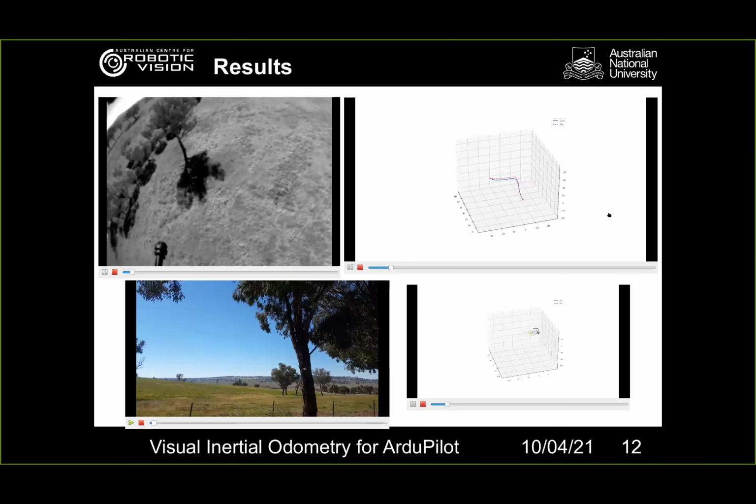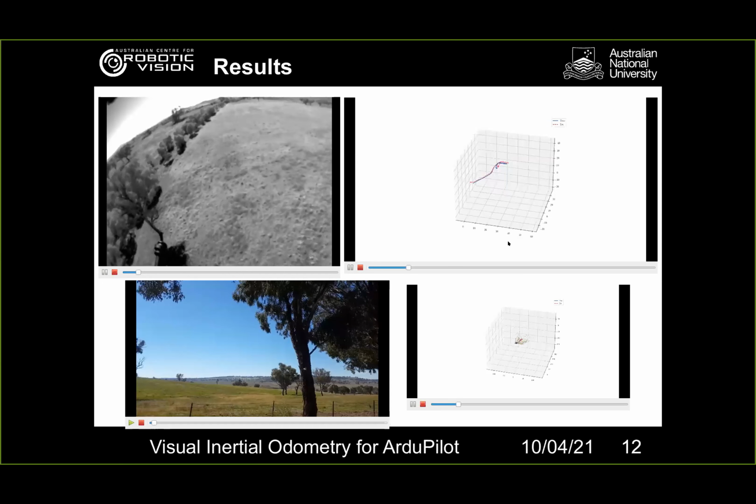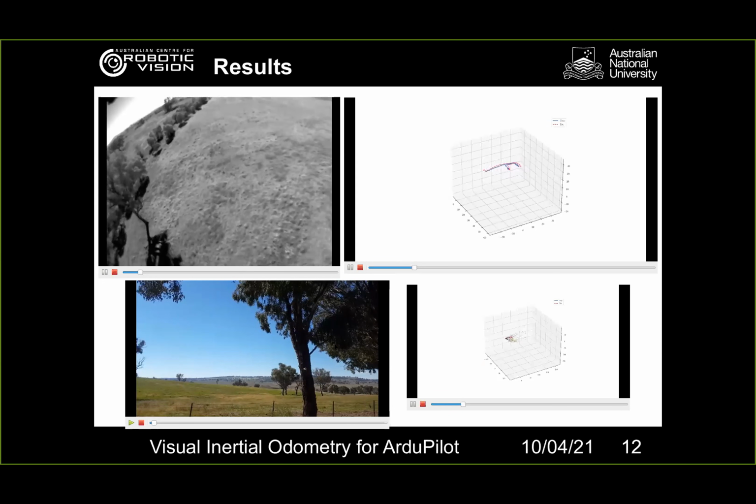The top left is the view from the quad. On the right, we have the trajectory. So the GPS trajectory compared with our estimated trajectory.